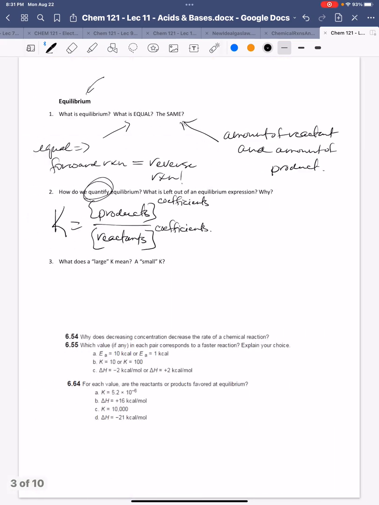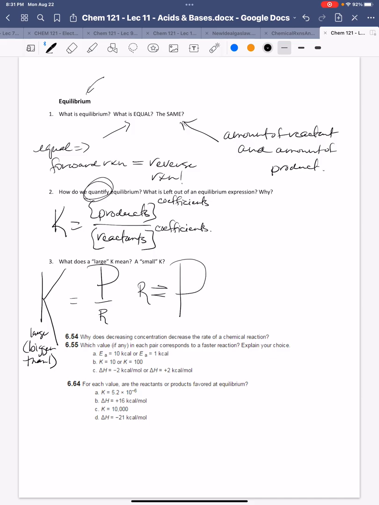So what the K value does is, if you think about a large K value, K is large, and that just means bigger than 1, it means that you're going to have more products in the equilibrium than reactants. So your reaction might look like this. You'll have reactants in equilibrium and you'll have a lot of products. It's almost like this favors the products.